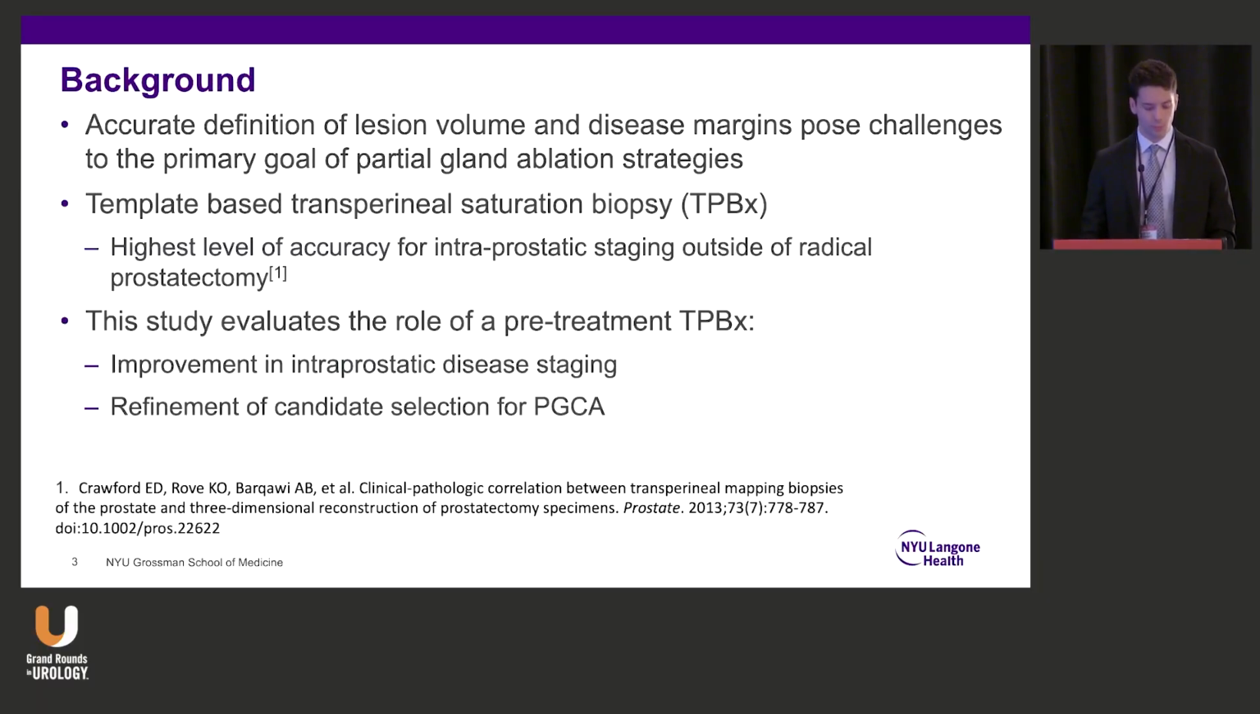Accurate patient selection remains a critical challenge for successful partial gland ablation treatment strategies. Experts agree that unilateral MR-visible Gleason grade 2 and 3 disease represents the ideal scenario for employing this treatment approach. However, accurate definition of lesion volume and margin, as well as the presence of invisible contralateral disease, pose challenges to the clinical implementation of this strategy. Template-based transperineal pretreatment risk stratification biopsies offer an opportunity to confirm unilateral disease and improve definition of disease volume and margin. The goal of this study was to evaluate the role of a pretreatment transperineal planning biopsy in refining candidate selection for partial gland cryoablation.